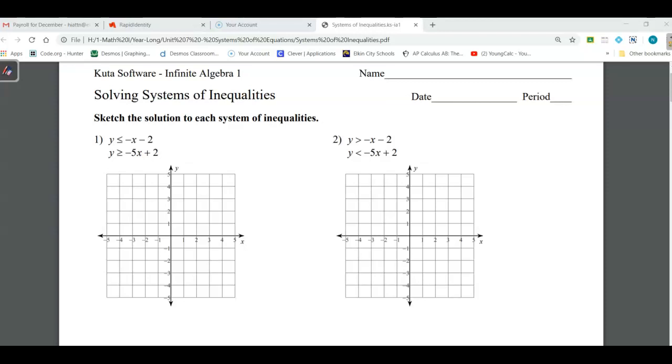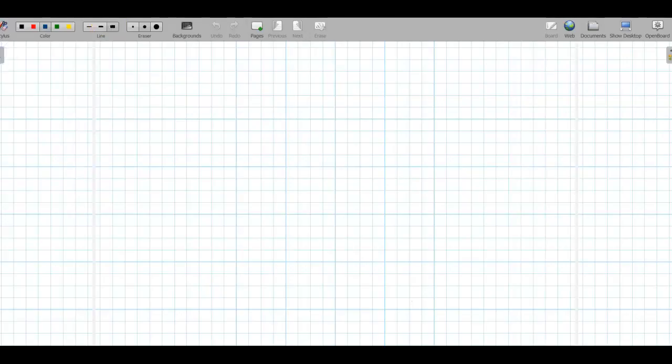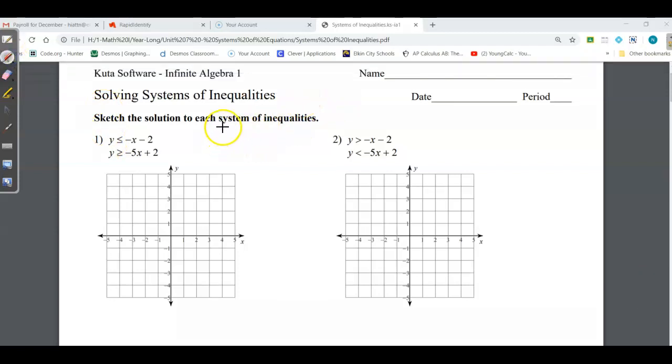So we're going to look at how to solve systems of linear inequalities. Notice this looks a lot like graphing systems of equations, but instead of equations, we've got inequalities. As a reminder, if we have a less than or equal to or a greater than or equal to, we use a solid line. If we have a less than or a greater than, we use a dotted line.